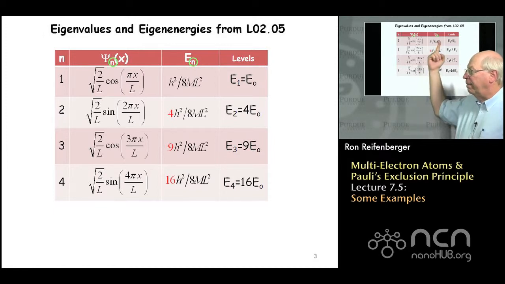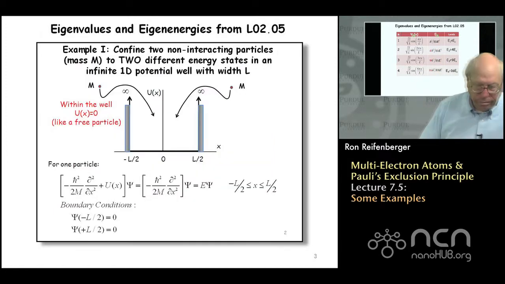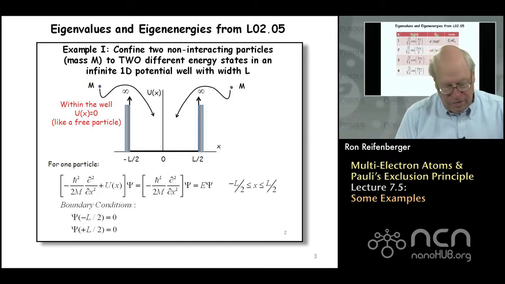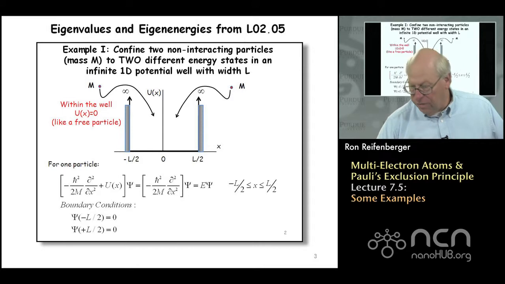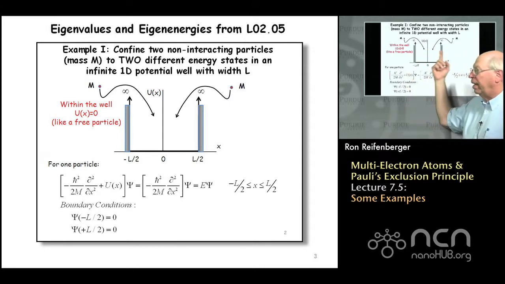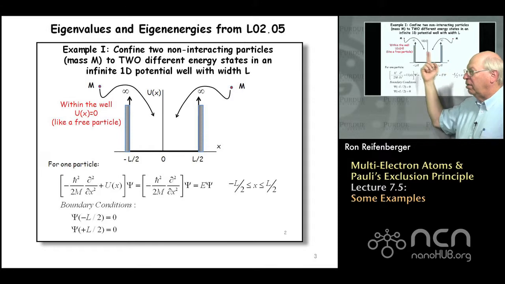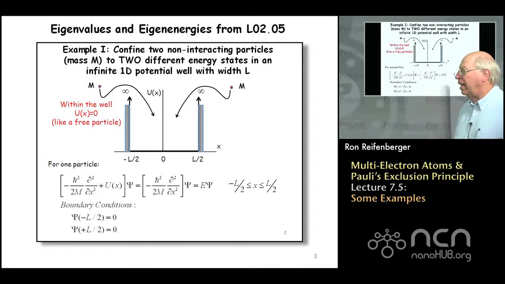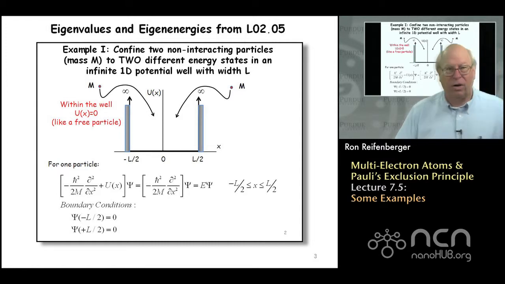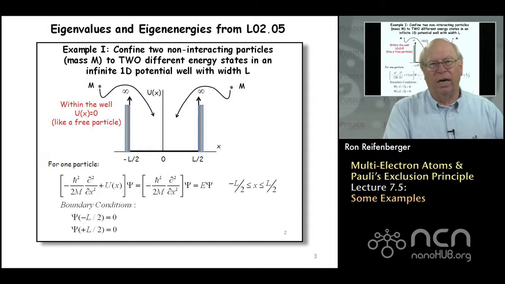So the problem that we're going to address now is what happens if we throw two particles into this well, and let's say each particle has a mass m. What are the appropriate wave functions that these two particles will take on, based on these arguments that we've been running through about indistinguishability and distinguishability of the two particles?